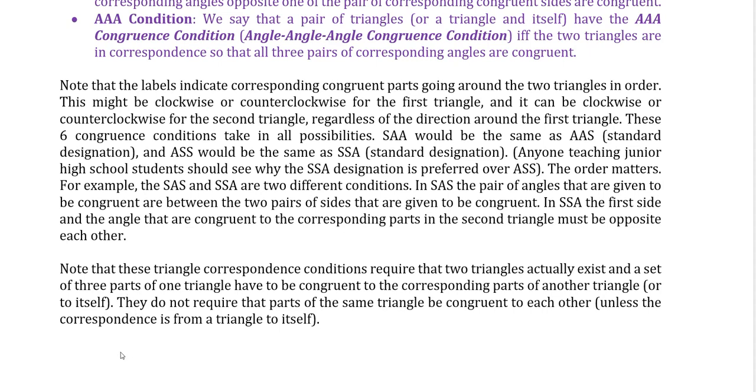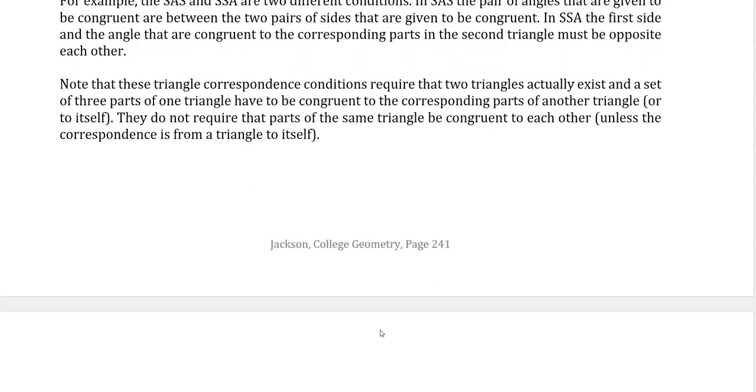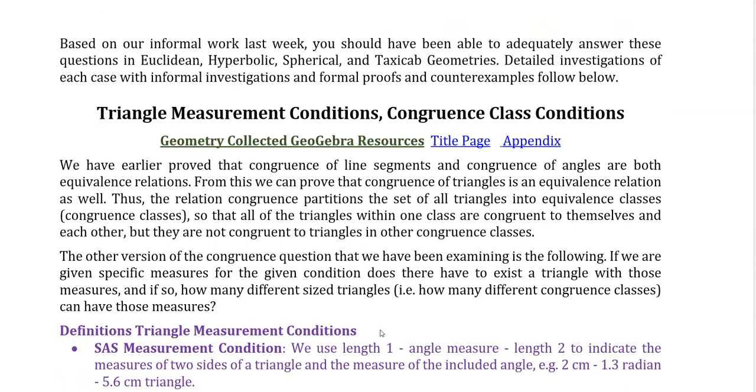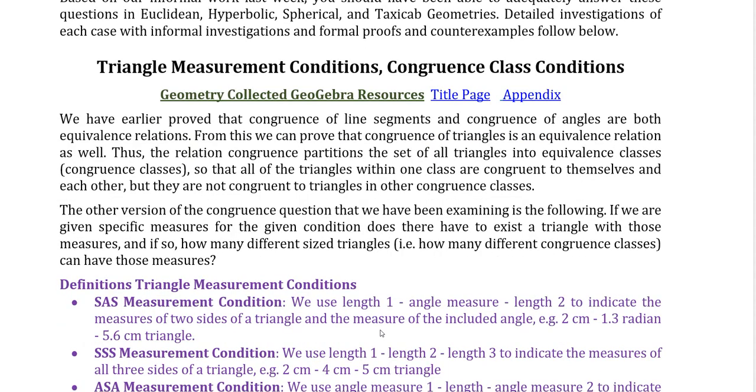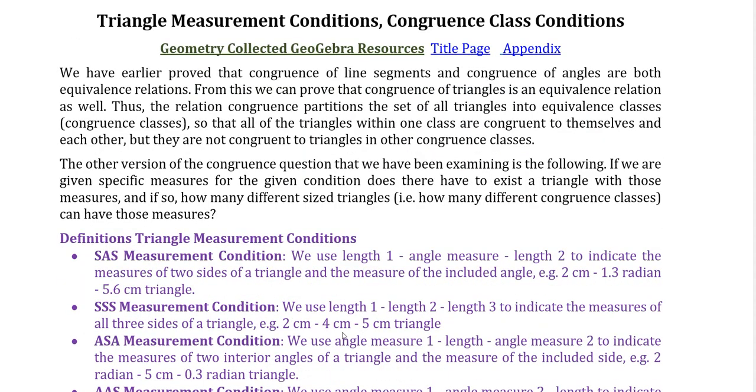To use these, you have to say the 2 triangles actually exist, and a set of 3 parts of one triangle have to be congruent to the corresponding parts of another triangle, or of a triangle to itself. They do not require the parts of the triangle to be congruent to each other unless the correspondence is from a triangle to itself. So we should have been able to adequately answer these questions for the 4 geometries based on last week. So what we're going to do is continue working on that this week.